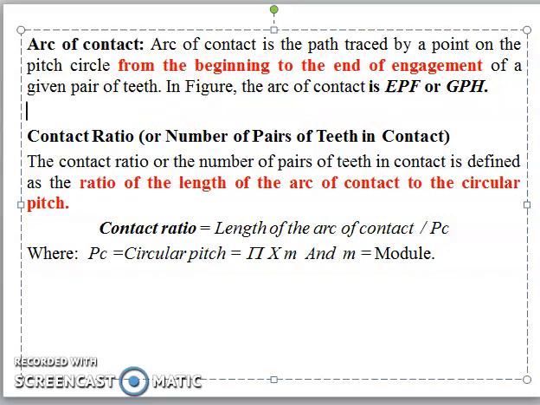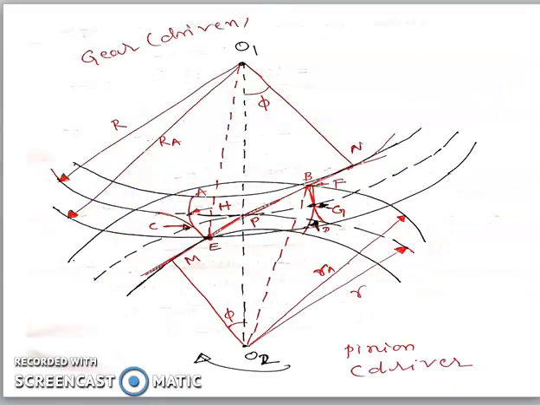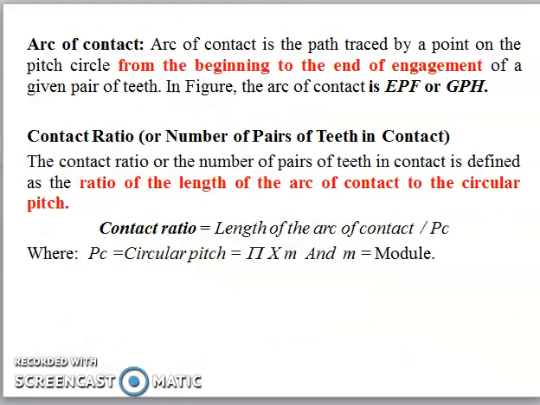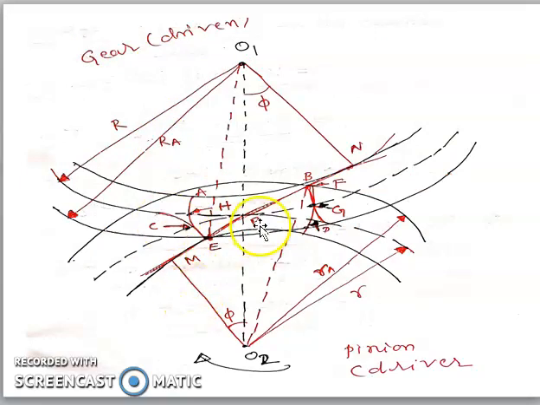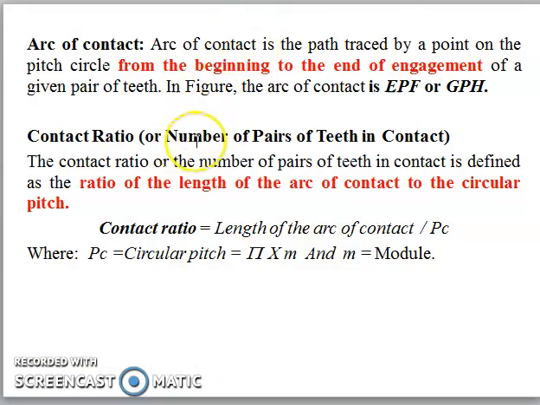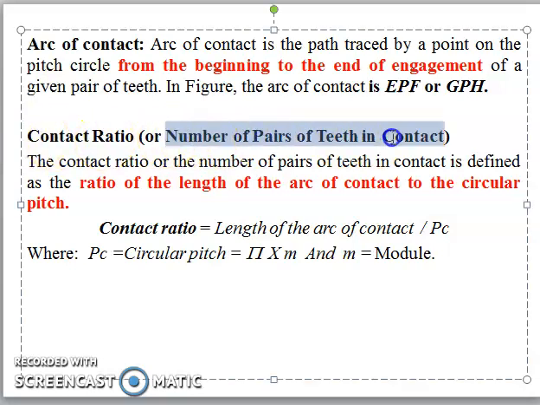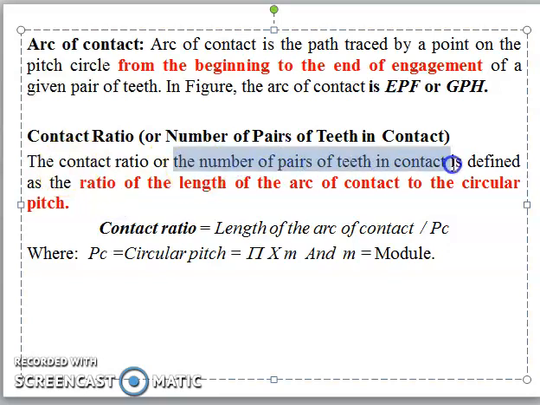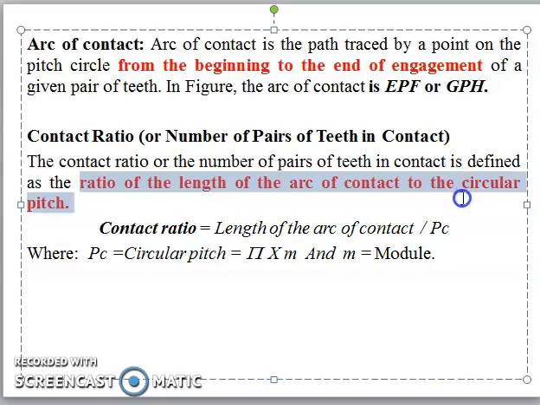In the previous figure, in this figure EPF, it is beginning to end. So this beginning to end is known as the arc of contact. The contact ratio, as discussed in the previous class also, is nothing but the number of pairs of teeth in contact. The contact ratio, or the number of pairs of teeth in contact, is defined as the ratio of length of arc of contact to the circular pitch.